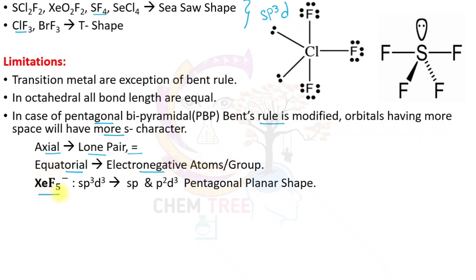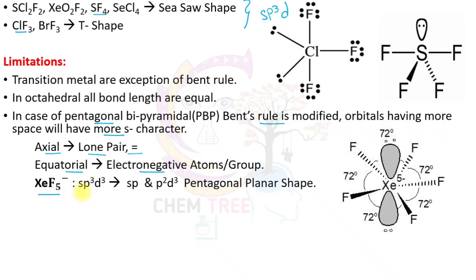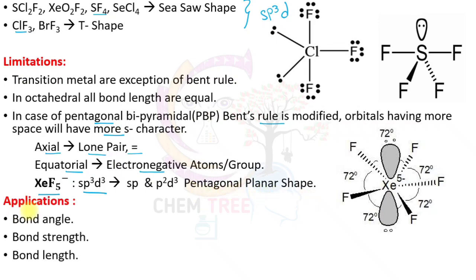For example, XeF5-. It is sp3d3 hybridized, having pentagonal bipyramidal geometry, but its shape will be pentagonal planar. Application: it helps to explain the bond angle, bond strength, bond length, and also helps to explain the inductive effect in organic molecules. This is about Bent's rule and energetics of hybridization.